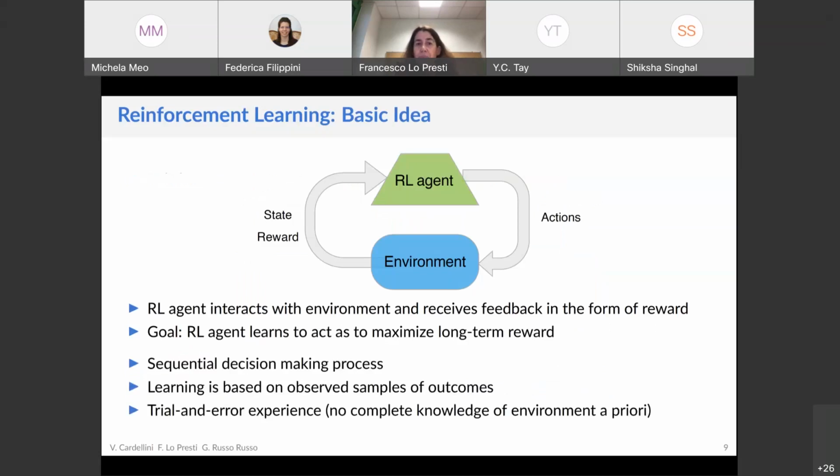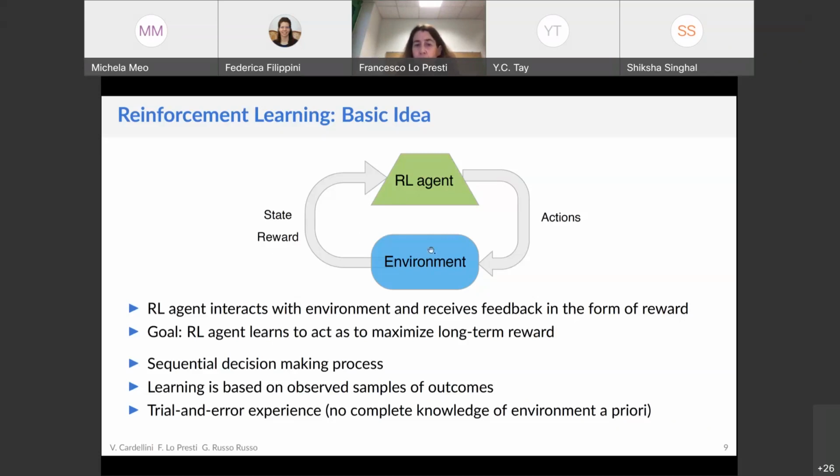And the basic idea of reinforcement learning is to have a reinforcement learning agent that dynamically interacts with the environment and receives from the environment some feedback in the form of a reward. And the goal of the reinforcement learning agent is to learn how to act so that it can maximize a long-term reward, what is called an expected cumulative reward.